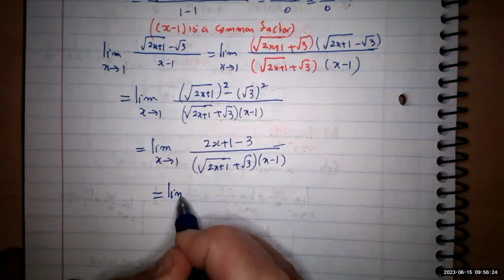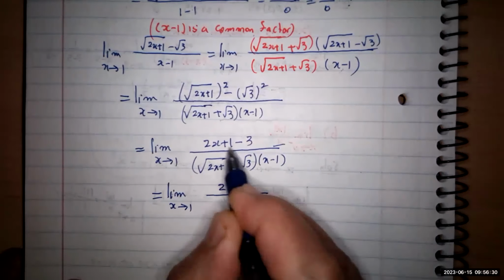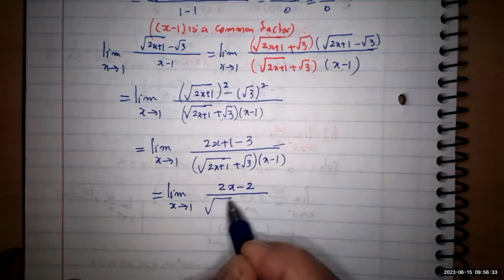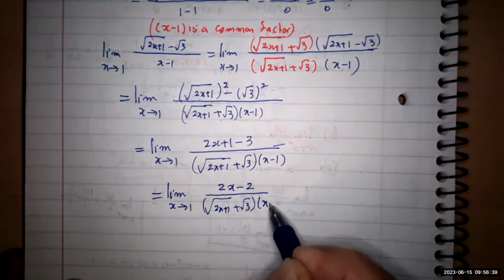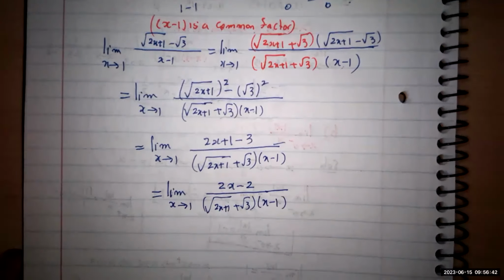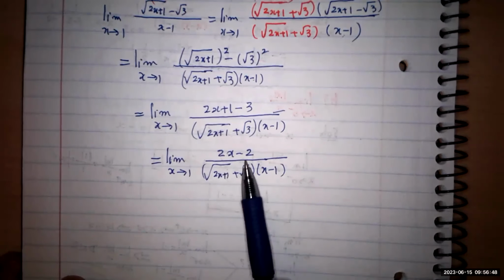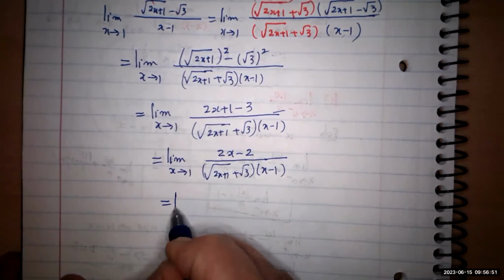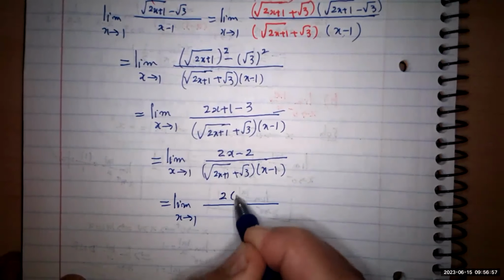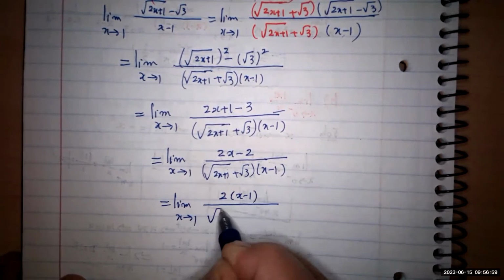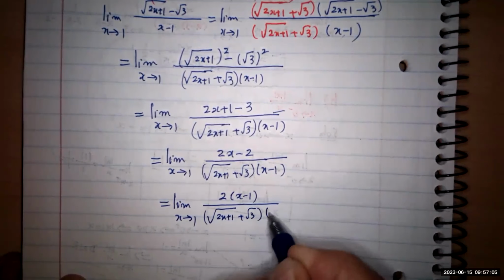So that gives you the limit of x goes to 1 of 2x minus 2, and this is going to be radical 2x plus 1 plus radical 3 times x minus 1. We need x minus 1 on the top. What are we going to do to get it? Factor out the 2. Factor out the 2, very good. X goes to 1. 2 out, so that gives us x minus 1, and that's radical 2x plus 1, plus radical 3 and the x minus 1.